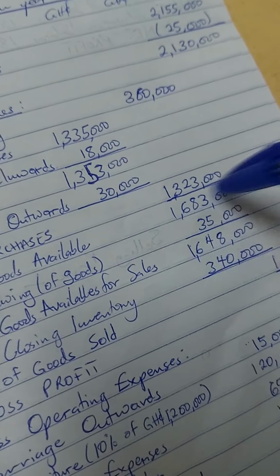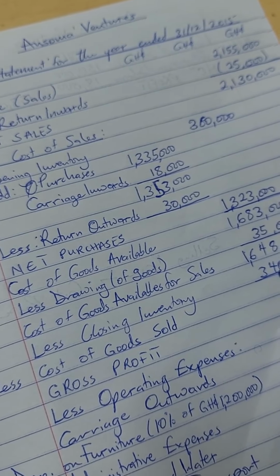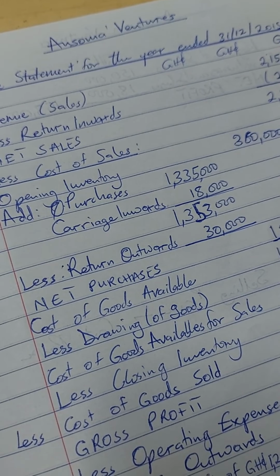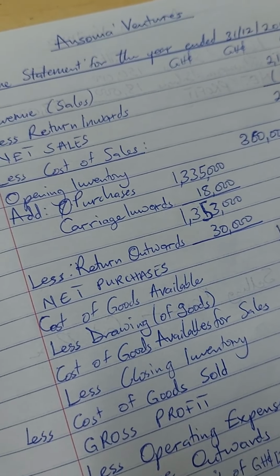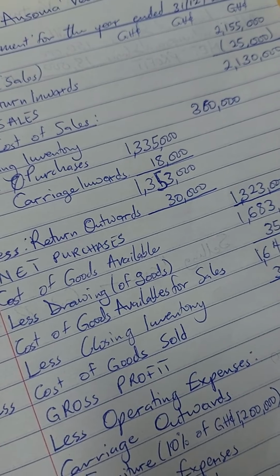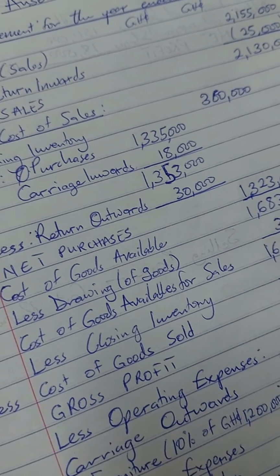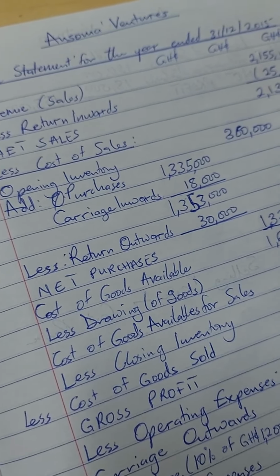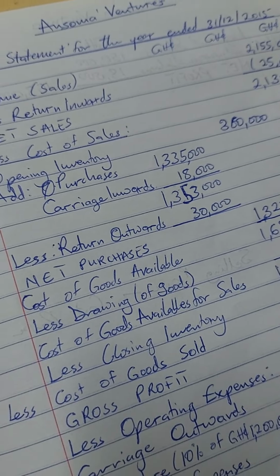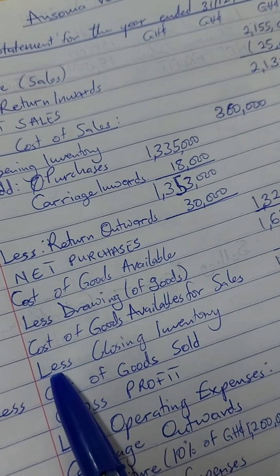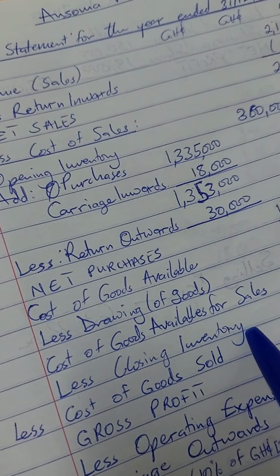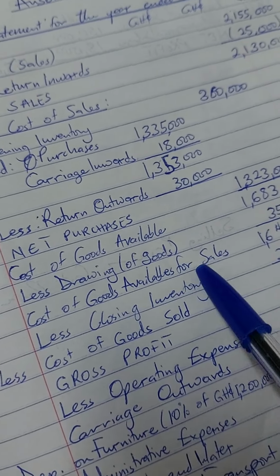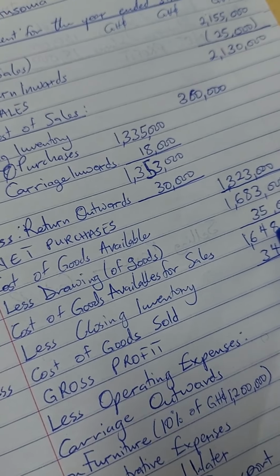These are the goods that were available that you can sell. But did you sell all? No. If you did not sell all, how do you get the quantity you sold? You go to the shop and count the goods there as at now. Then you subtract it from the total goods you had available for sales. It will give you the amount of goods you actually sold. That is why we subtract our closing inventory from the cost of goods available. So we say less closing inventory.